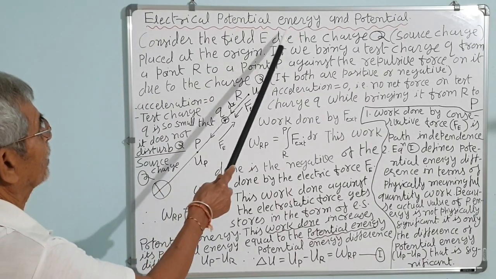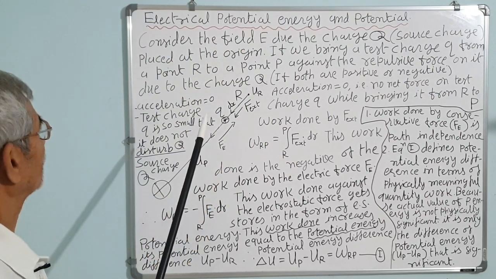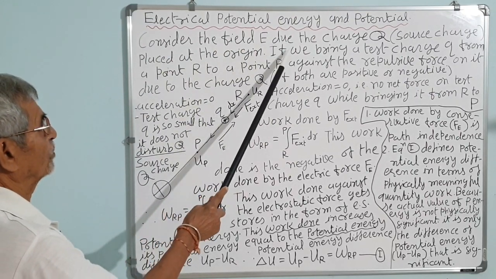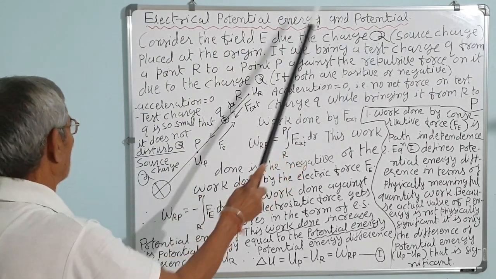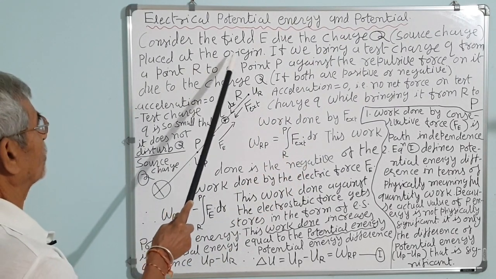Electrical potential energy and potential. First we will see about the electrical potential energy. Consider the field E due to the charge Q, that is a source charge. You can see this is a source charge Q, correct, placed at the origin.